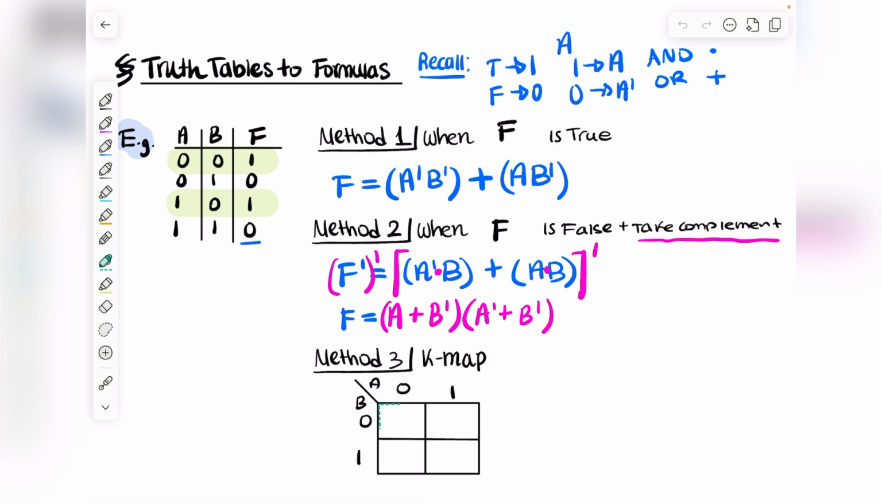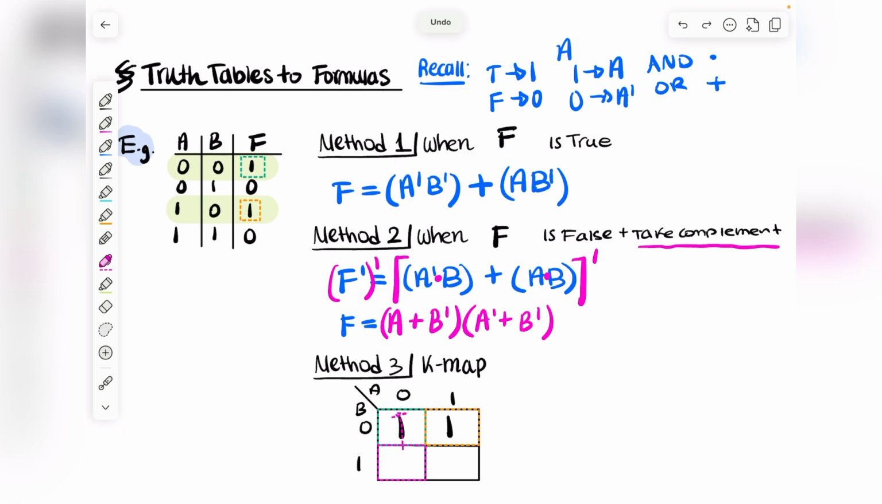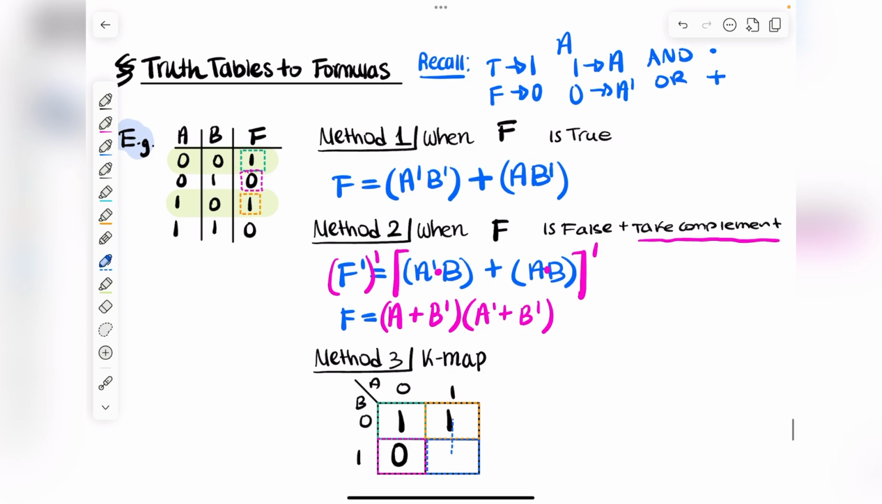Now to fill it in, you go through each box. So you ask yourself, when A is 0 and B is 0, what is the output? Well, when A is 0 and B is 0, the output is 1. Now you ask yourself, when A is 1 and B is 0, what is the output? Well, when A is 1 and B is 0, the output is 1. Now to find this output, look for when A is 0 and B is 1. A is 0 here, B is 1 here. The output is 0. And finally, we're looking for when A is 1 and B is 1. A is 1 here, B is 1 here, the output is 0.